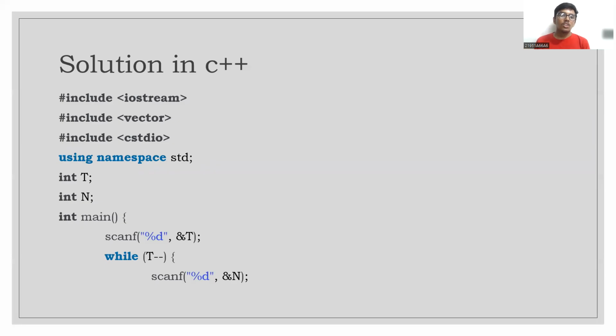Okay. Solution in C++. In C++, we use #include iostream, next line #include vector, the next line #include cstdio, using namespace std. The next line int t, the next line int n, and the next line int main. We use scanf("%d %d", &t, &n). Next line: while (t), scanf("%d", &n).